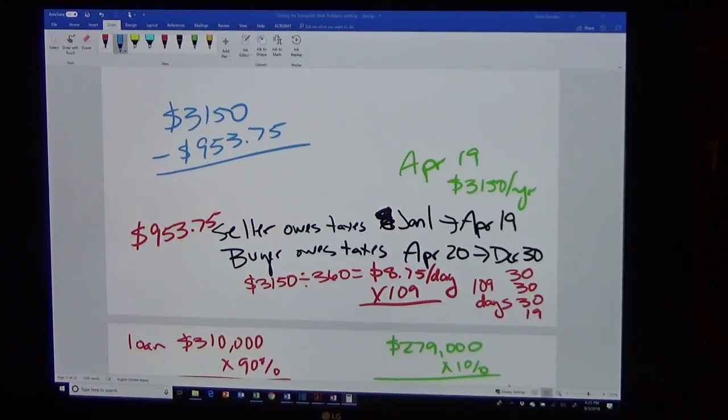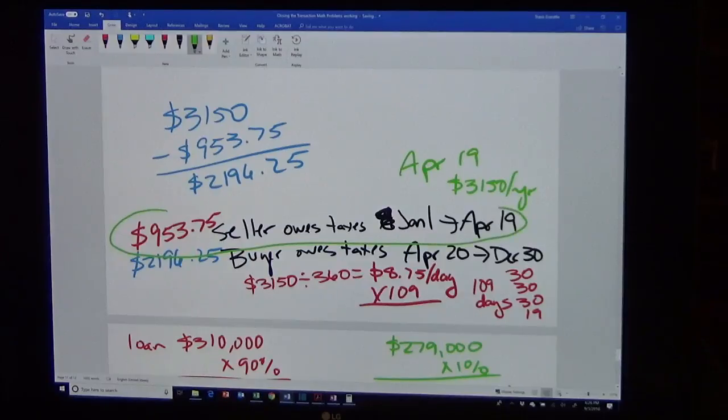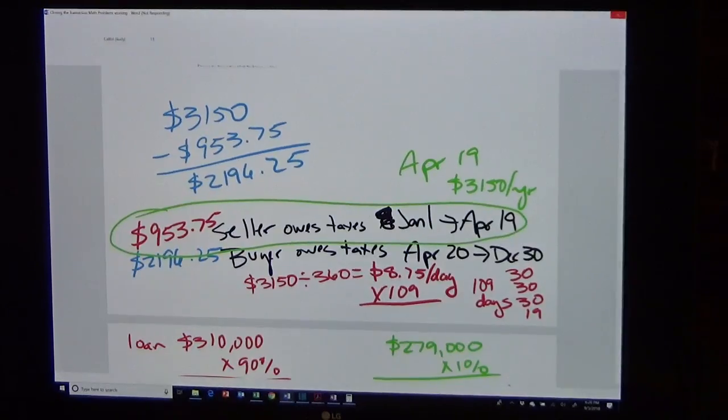If we do that, we come up with a buyer side of $21.96.25. And here's what they told us about the taxes. They said that the taxes would be paid later in the year by the buyer. So if they said they'd be paid by the buyer, we want to charge the seller. We want to do the opposite.